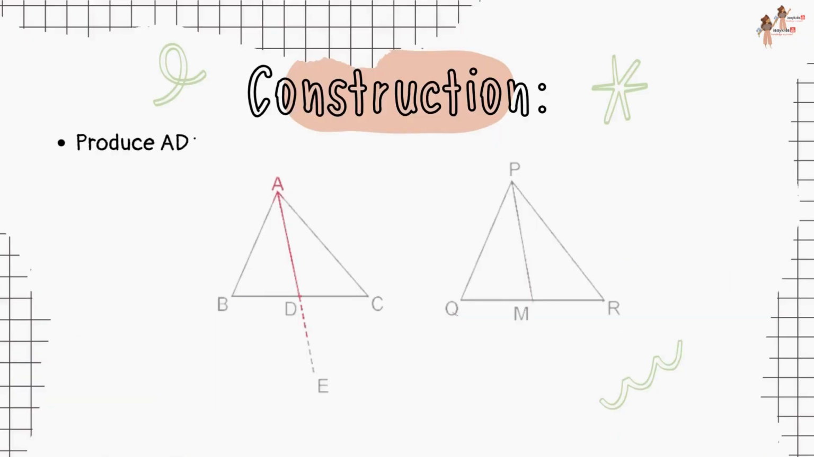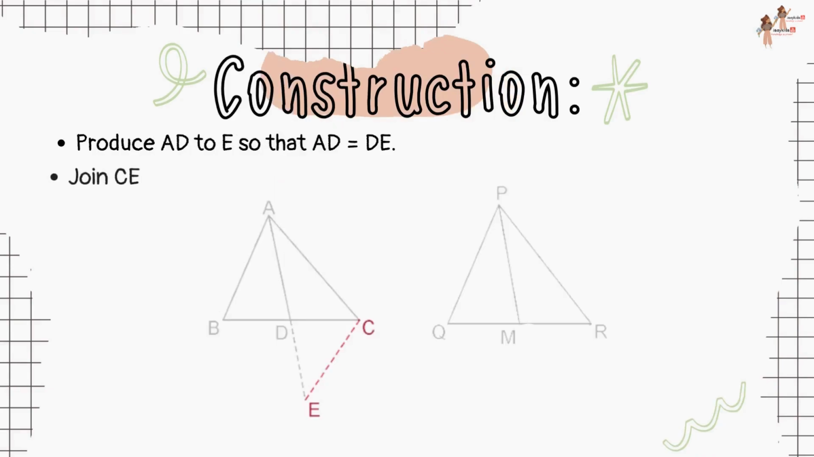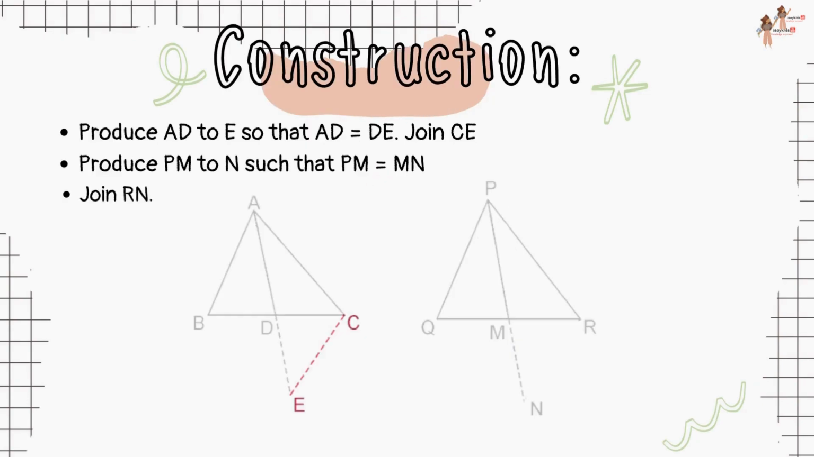Let's do some construction first. Produce AD to E such that AD is equal to DE. Join CE and similarly produce PM to N such that PM is equal to MN. Also join RN. Let's see the proof now.